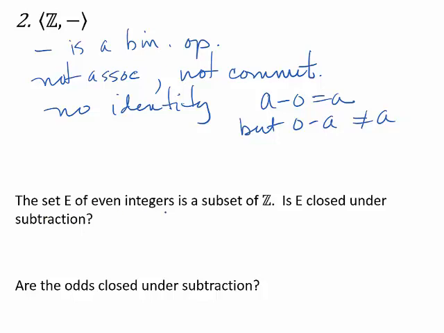Now, the set E of even integers is a subset of Z. Is E closed under subtraction? And the answer would be yes, because if you take two even numbers and subtract, you get another even number. Are the odds closed under subtraction? No. For example, 3 minus 7 would be negative 4, which is not in the odds.